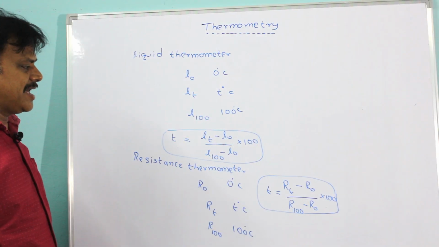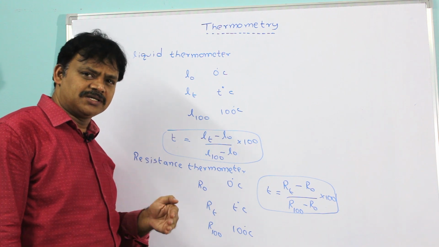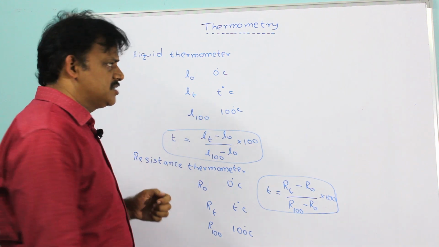Similarly, gas thermometers are of two types: constant pressure gas thermometer and constant volume gas thermometer.